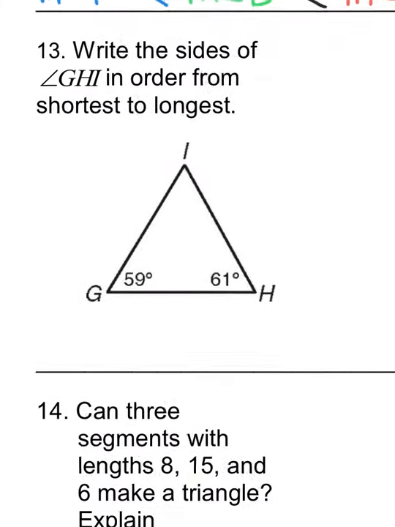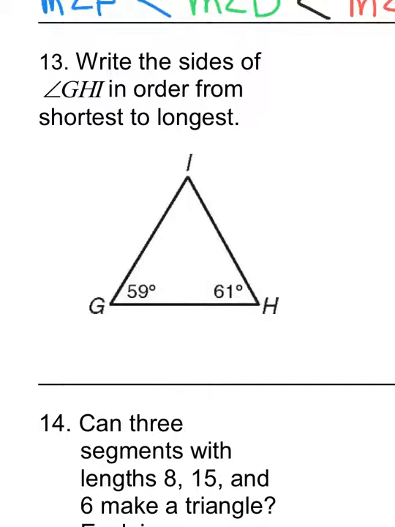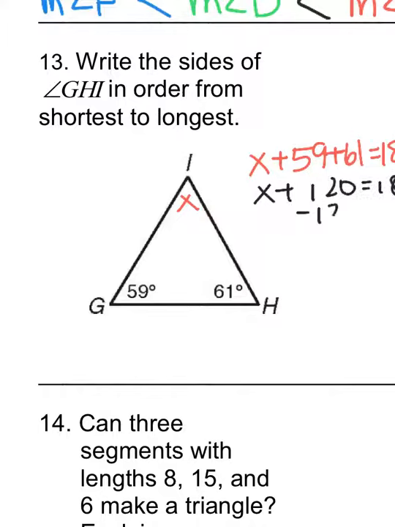Let's go to number 13. On number 13, they're asking us to write the sides of the triangle GIH in order from shortest to longest. So we are going to start with finding out the measure that's missing. X is I. X plus 59 plus 61 equals 180. Okay, so X plus 120 equals 180. Subtract 120. X equals 60.